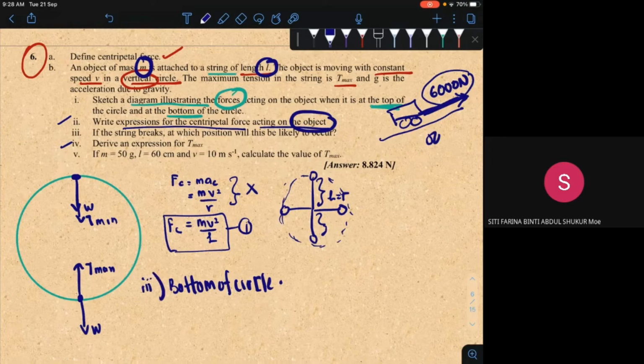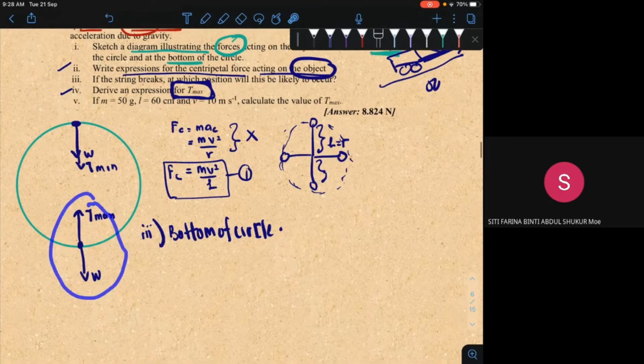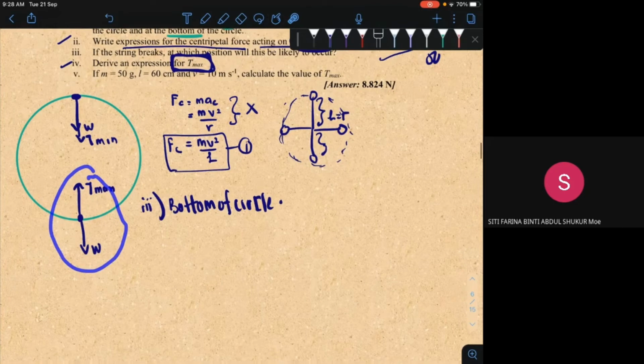Okay, dia kata derive an expression for T max dekat sini. Okay, sekarang kita dah tahu T max berlaku dekat bawah, so kita boleh terus buat focus on the free body diagram at the bottom and come up with equation and come up with T maximum dekat bawah. However, saya nak tunjuk dekat kamu both supaya kita tahu kenapa ini minimum, ini maximum. Alright, so let us look at the top first.